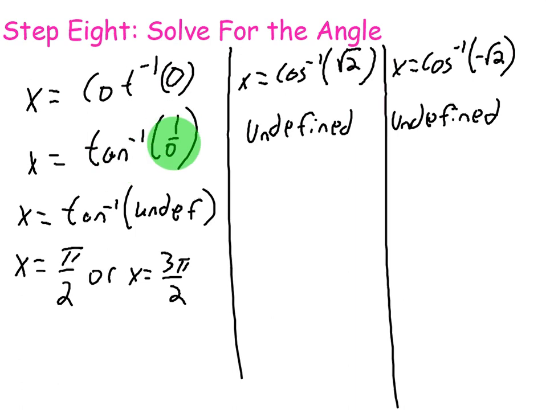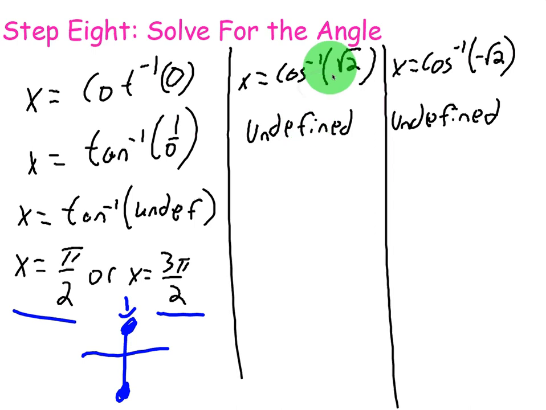We know 1 over 0 is undefined, so now we just have to think where on the unit circle tangent is undefined. I'm going to draw a mini unit circle down here, and I'm not sure if you can remember this or not, but since tangent is y over x and x is 0 right here, tangent's going to be undefined at pi over 2 and 3 pi over 2, which means cotangent would be equal to 0 there. Okay, so those are our two answers for that. I'm not going to box them in because we do have to check our solutions.